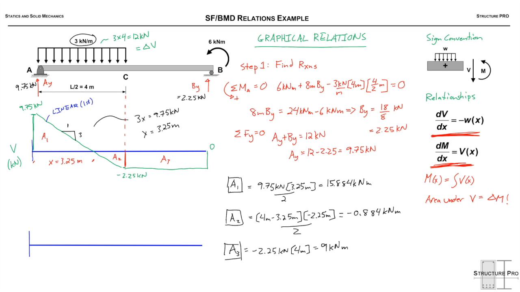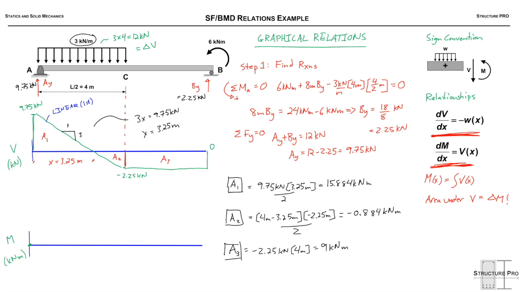Oh well, so we're ready to construct our moment diagram now that we have all these areas under the shear diagram. And this is going to be simple. We know the moment starts at 0, because that's a pin support. So it's just a matter of adding up these areas and subtracting them in the end. So we're going to start at 0. We're going to go up. We're going to rise this positive 15.884.